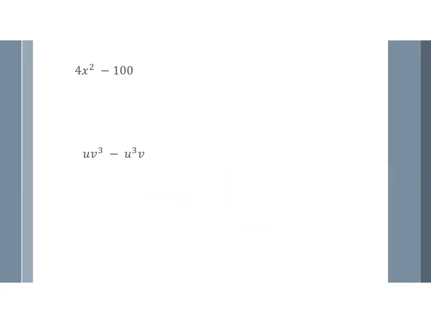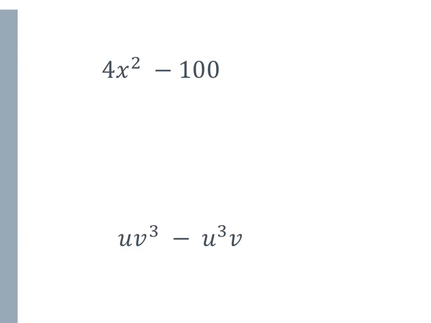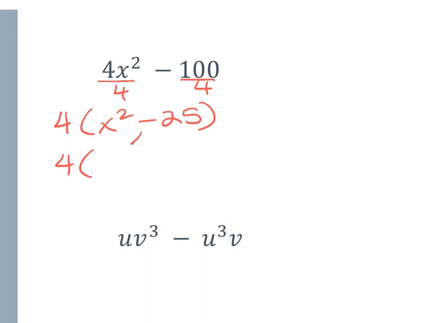Next one. What should I do first? Divide by 4. Beautiful. 4 and 100 are perfect squares, but I always need to look for the GCF first. And now, again, I still have the difference of two squares, so I factor this one more time. And we have one more for the difference of two squares.